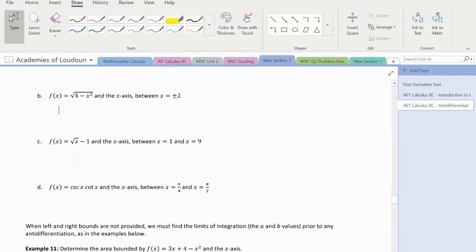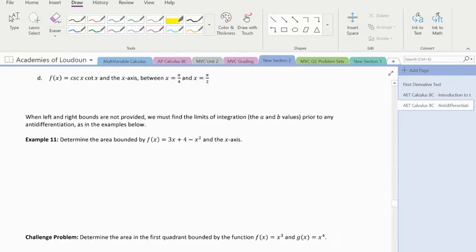Okay, so looking at example B, we are looking for the integral from negative 2 to 2 of the square root of 4 minus x squared dx. Well, hopefully you recognize that as the upper half of a circle. So we know that the area of the upper half of a circle is 1/2 pi r squared. And we know that our radius in this case is going to be 2. So we have 1/2 pi times 2 squared. So we end up with a value of 2 pi. I'd like you to go ahead and work on examples C and D for the final questions at the end of this video.